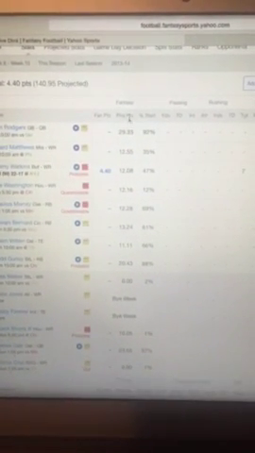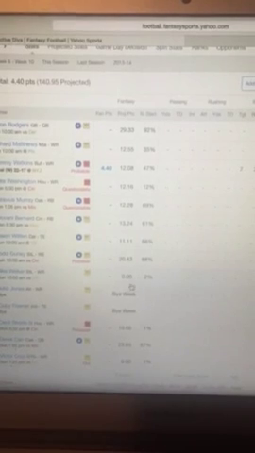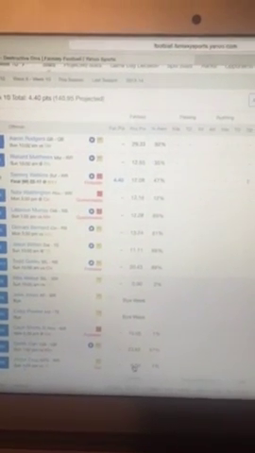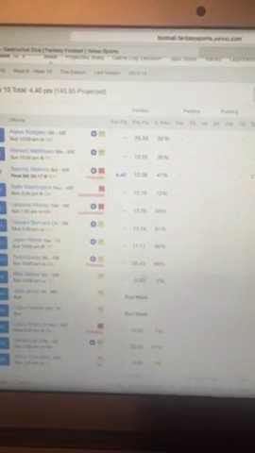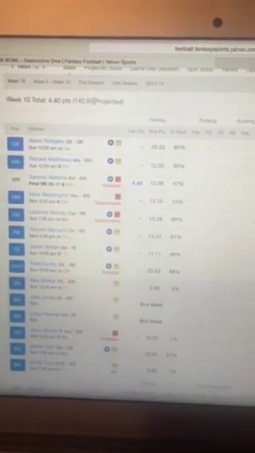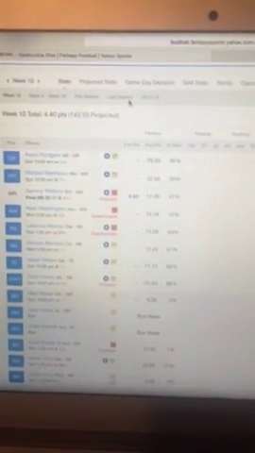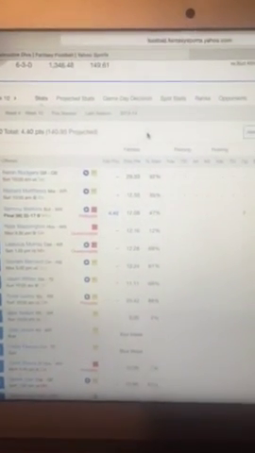So like I was telling you before, this is the projected points. It's the points that they're assuming the players are going to get. Obviously the people that have 0 projected points are probably out or on a bye, which means they're not projected to get any points because they're not going to be playing this week. My projected points for this week are going to be 140.95 points, so we'll see how close I come to that. That would be actually a really good week.